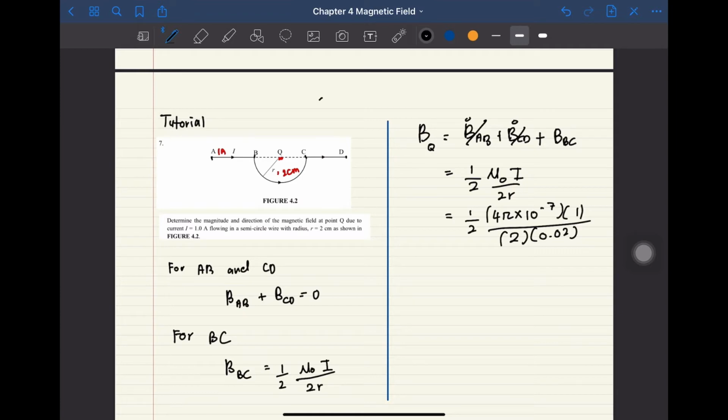So now you just have to press your calculator correctly. I got here 1.57 times 10 to the negative 5 Tesla. So obviously if you have multiple sources of magnetic field, you have to consider the vector and direction. But here you notice that the other two are equal to 0. So the one that is important here is the direction of the magnetic field due to BC. So you can use the right hand grip rule, and you will see that B at Q is actually out of the page. So if you put your fingers over here like this, your thumb is actually pointing out of the page.